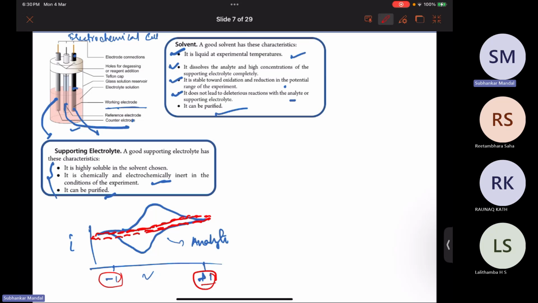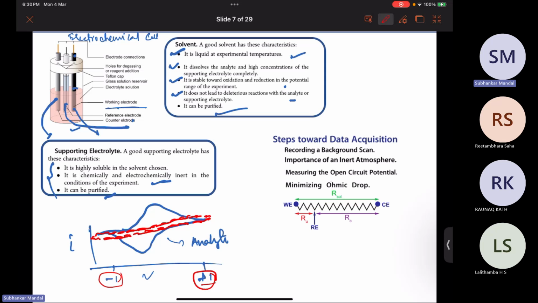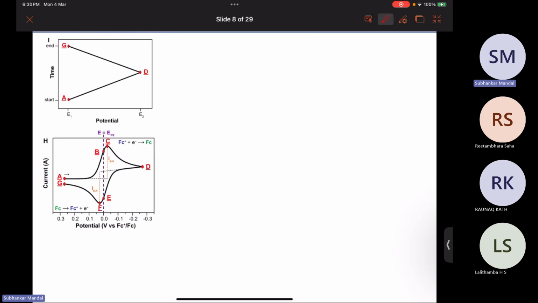Okay, that means in this range no redox process is happening, your supporting electrolyte is stable. So this is the thing. Okay, so now I think this is not required for this.